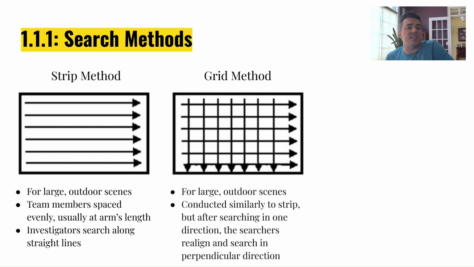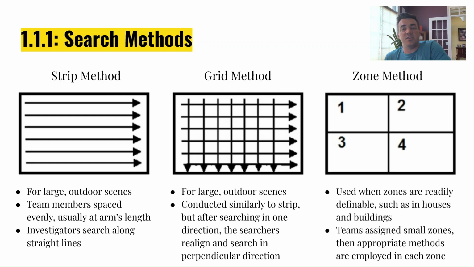The grid method is very similar. It's basically doing the strip method once, but then lining up on another side and walking in perpendicular paths to the original paths that they walked. But otherwise, it's basically the same thing. Once again, team members lined up, about arms width apart, go on down.